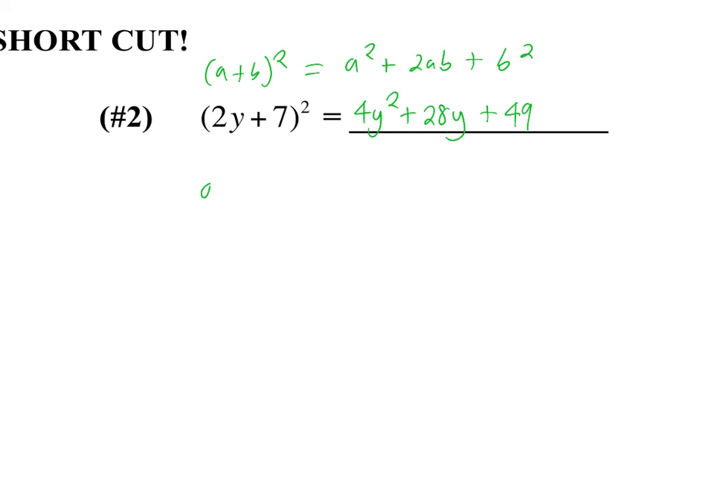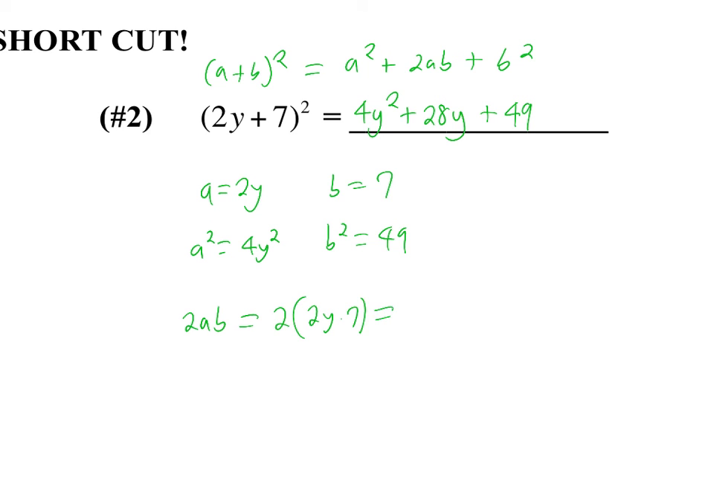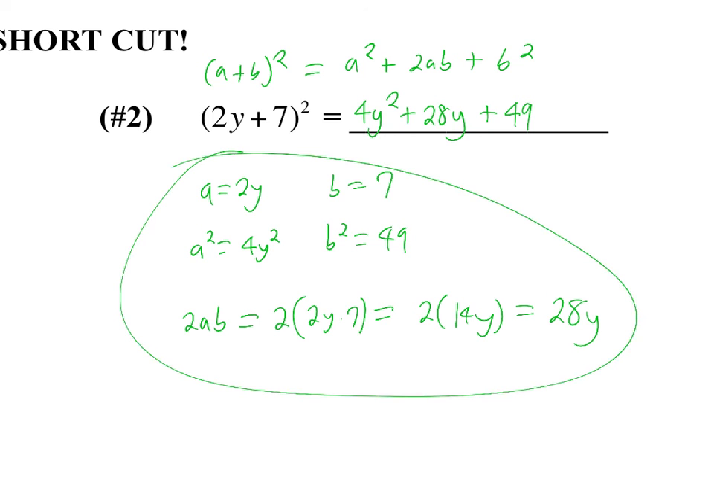Okay, but the long way would be to go a equals 2y, a squared equals 4y squared, b equals 7, b squared equals 49, and then double ab is going to be 2 times 2y times 7, which equals 2 times 14y, which equals 28y. Okay? So you can do it the long way like I did right here, or if you just get in the habit of going, oh, a squared is this, b squared is this, and then double these two multiplied together, that's going to be kind of the sweet spot.